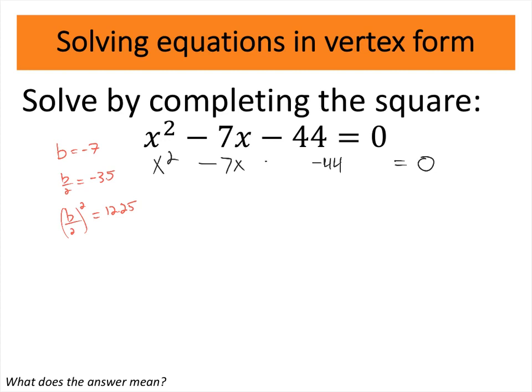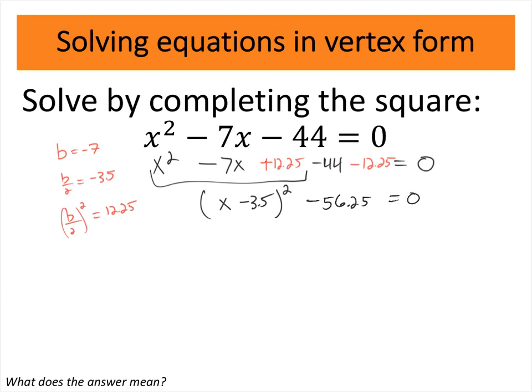And remember, we've got to add in 12.25, and we have to subtract 12.25. In this case, this first part is the perfect square stuff, so it's going to be x minus 3.5. We got that minus 3.5 because it's actually half of b. It will always be that way. So all of that stuff squared, because that's the perfect square part. And then negative 44 minus 12.25 is negative 56.25 equals 0.